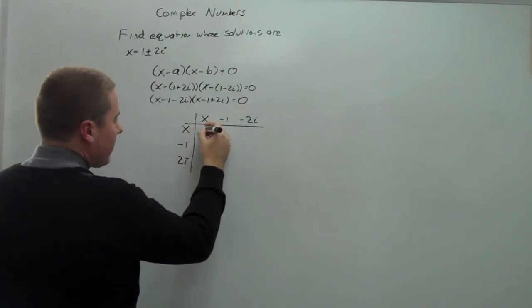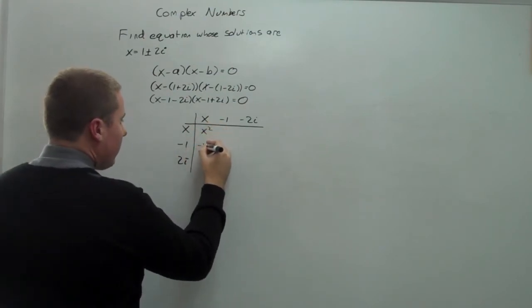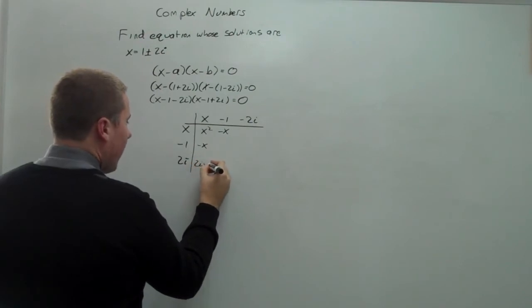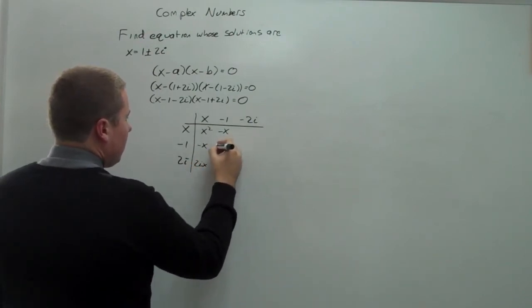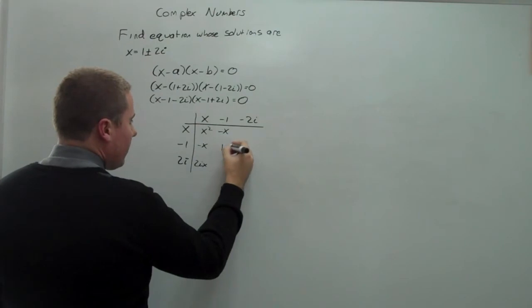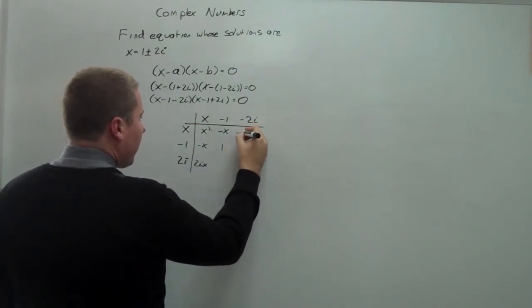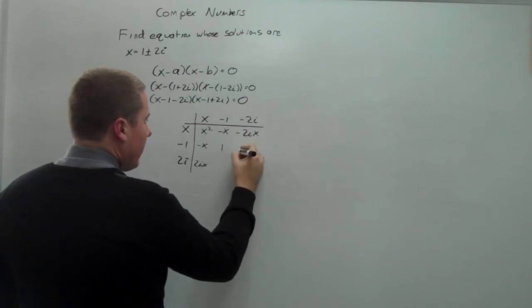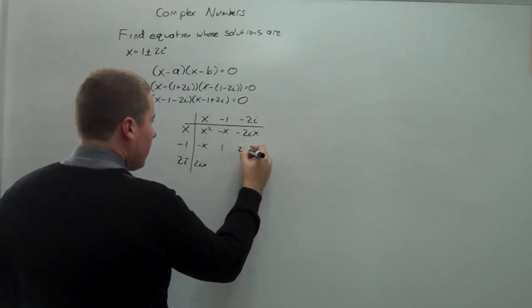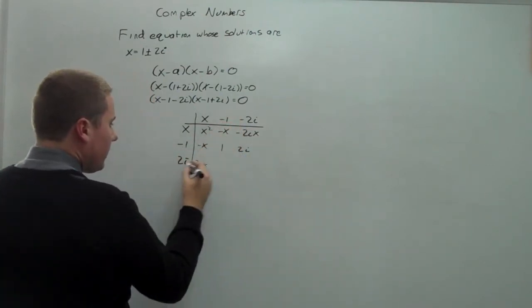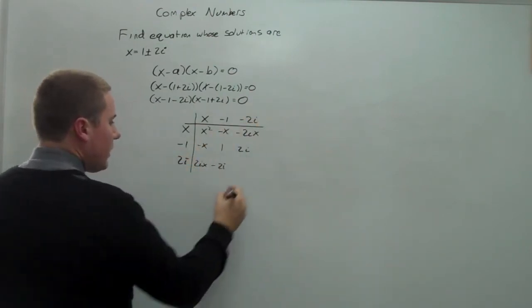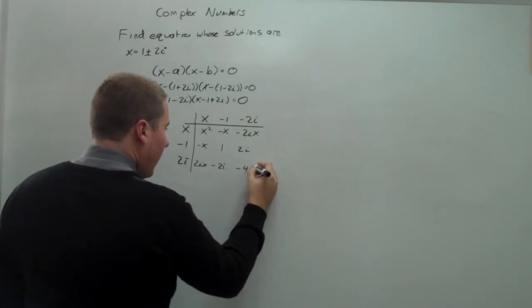So now x times x is x squared, negative x, 2ix. Negative 1 times negative 1 is 1. Negative 2ix. Negative 1 times negative 2i is 2i. And negative 1 times 2i is negative 2i. Then negative 2i times 2i is negative 4i squared.